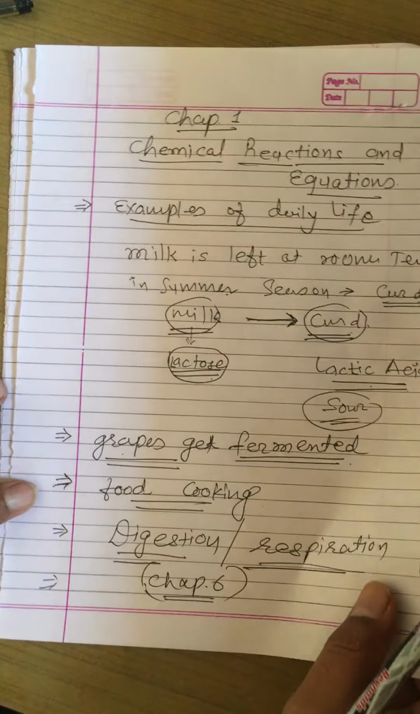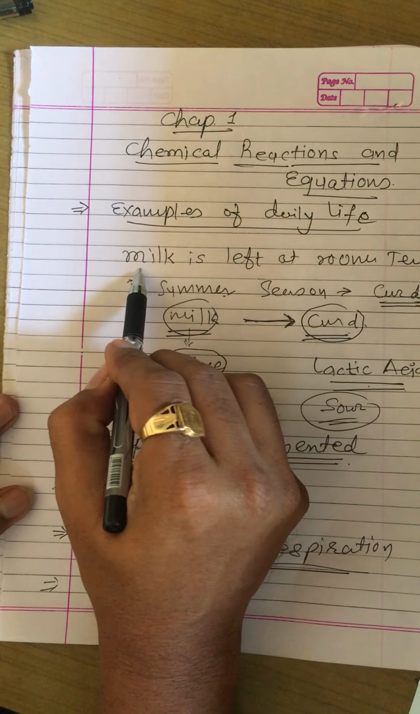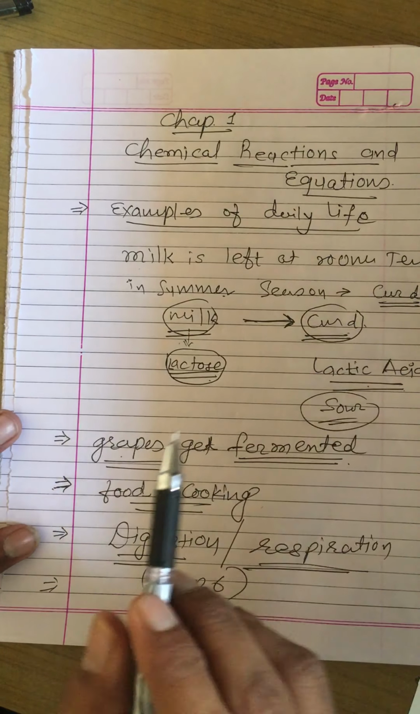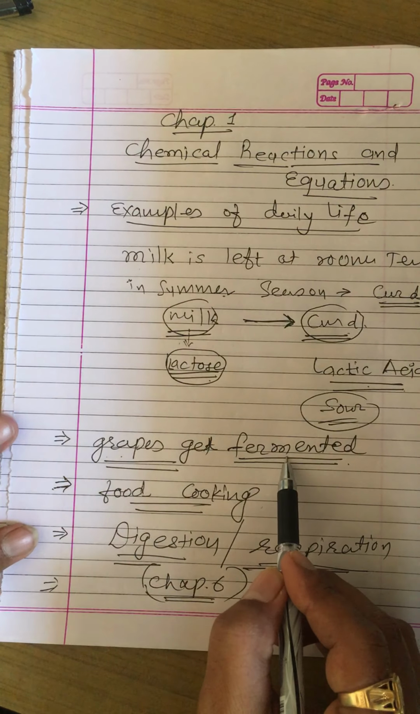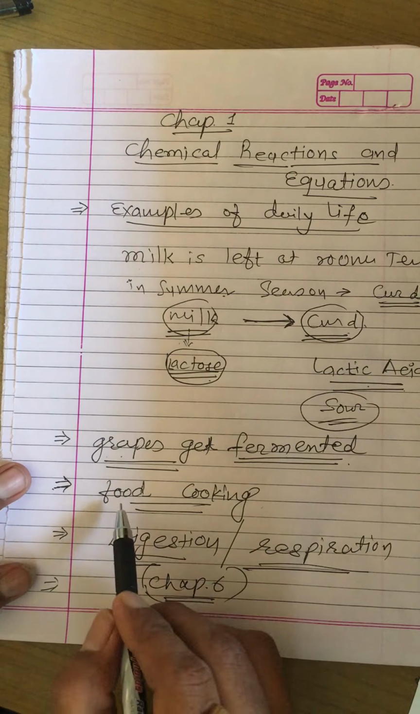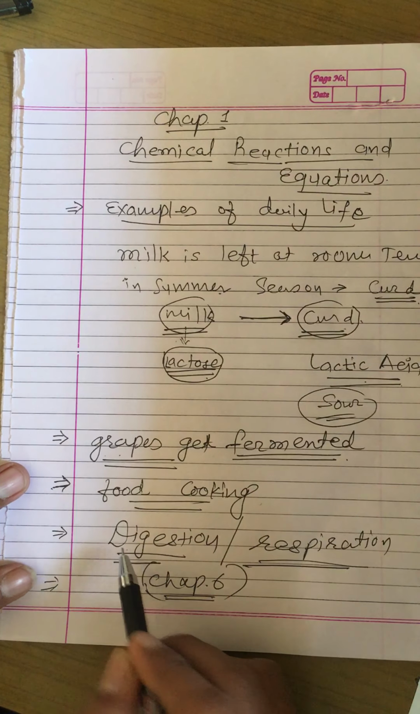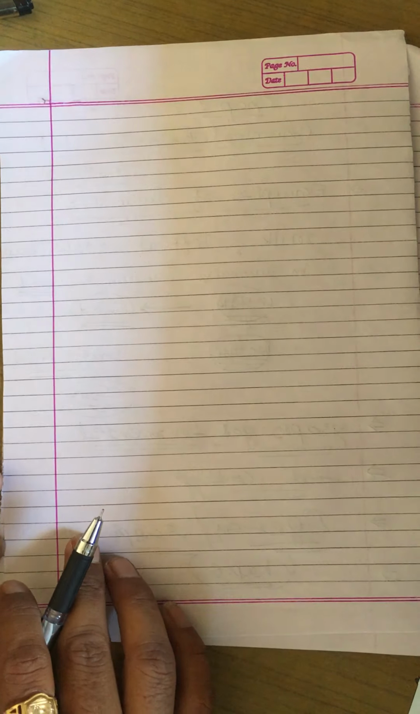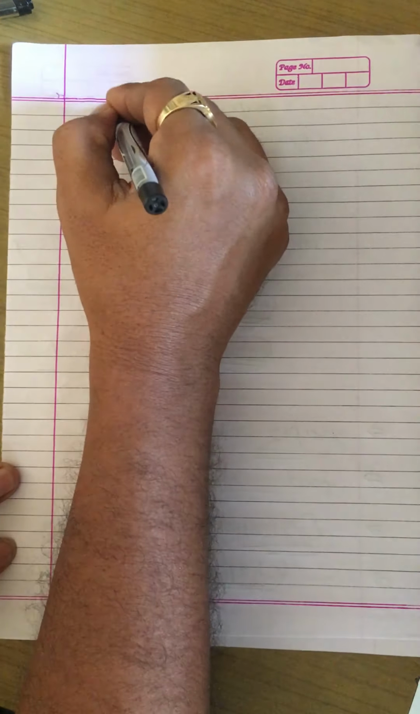As you can see here, first, milk is left at room temperature and converted into curd. Second, grapes get fermented. Third, food cooking, and then digestion and respiration. 1, 2, 3, 4, 5. Total 5 examples are there of chemical reactions, friends. Here we will start a few activities.